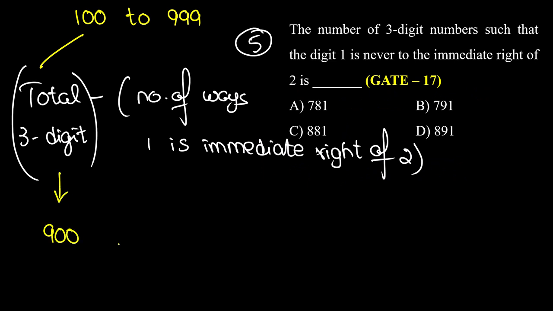Minus, what do I have to do now? Number of ways in which 1 is immediate right of 2 in a 3-digit number. In a 3-digit number, 1 being immediate right of 2 means there are 2 ways like this. Is this one immediate right of 2? The other one is this. One is immediate right of 2. This one only. Here how many ways?